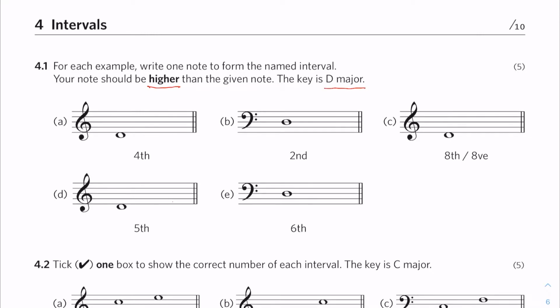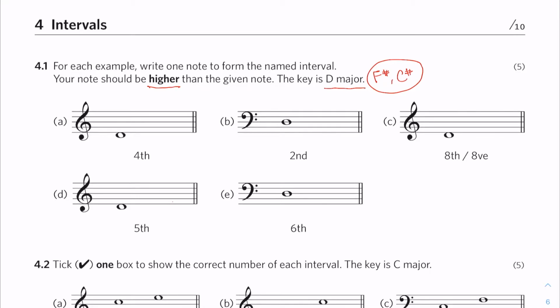The key is in D major. In D major, we have two sharps. The first sharp is always F sharp, and the second one is always C sharp. So we have F sharp and C sharp in D major. So whatever note that you're writing, if it's on F or if it's on C, you have to make sure that you put a sharp there.